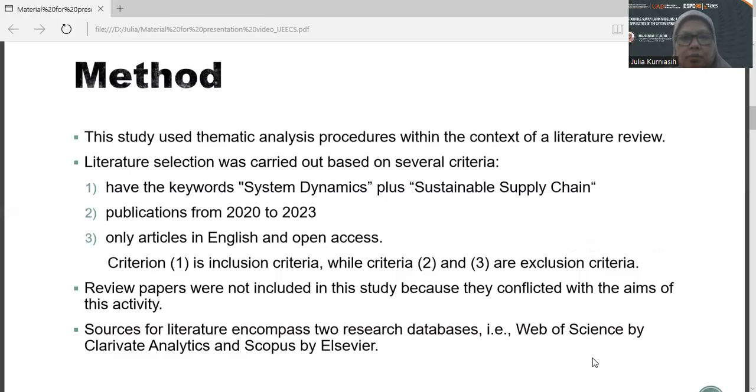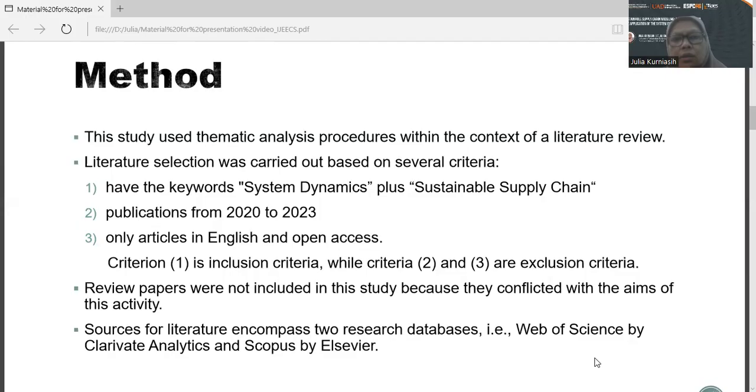Okay, we go into the next section, that is the method. The study used thematic analysis procedures within the context of a literature review. Literature selection was carried out based on several criteria. Criteria 1, have the keywords system dynamics plus sustainable supply chain. Criteria 2, publication from 2020 to 2023. Criteria 3, only articles in English and open access.